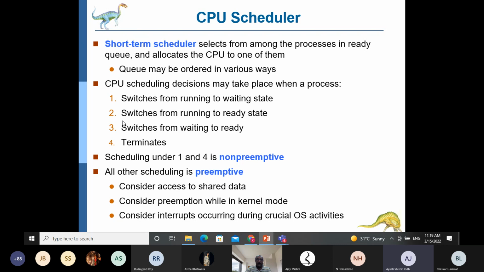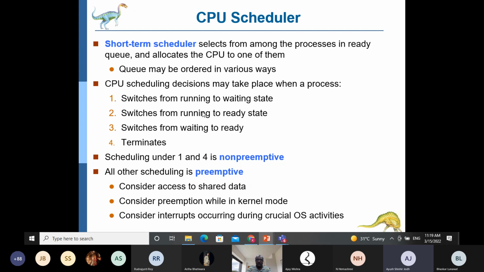way. That means some process is running, and because of some event, this process will be taken away from the CPU and some other process has to be scheduled. So it is going to be preemptive.